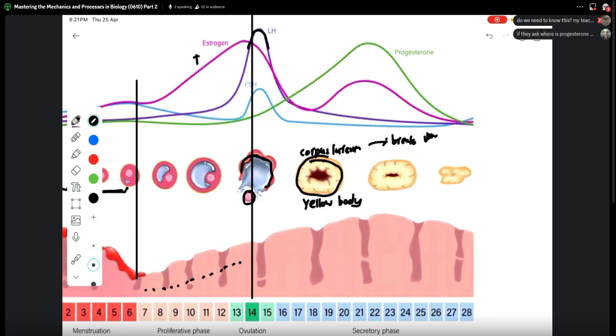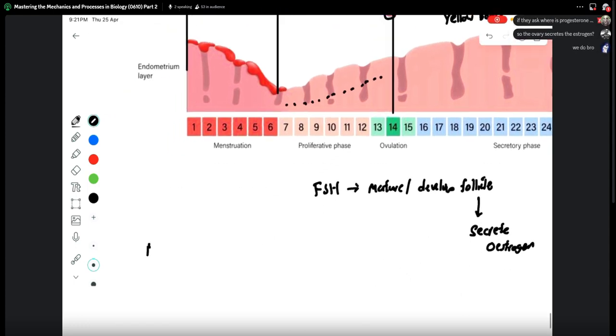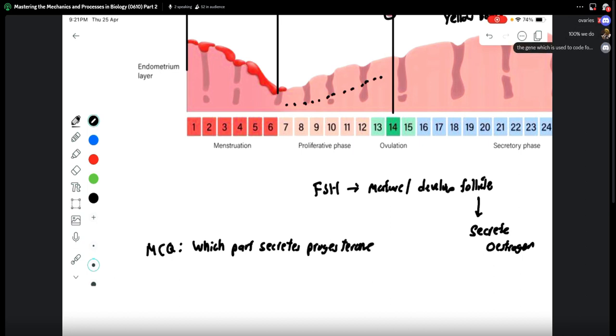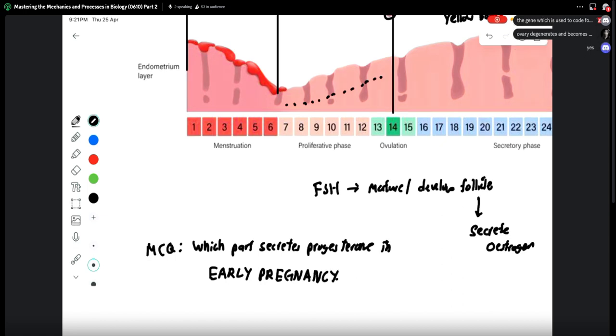Sometimes in MCQ questions, you have to be careful. Careful. Which part secretes progesterone in early pregnancy? So, what's your answer for this question? What's your answer? Which part secretes progesterone in early pregnancy?